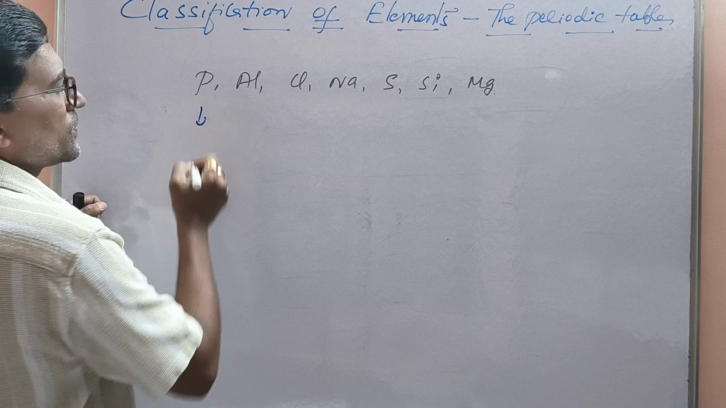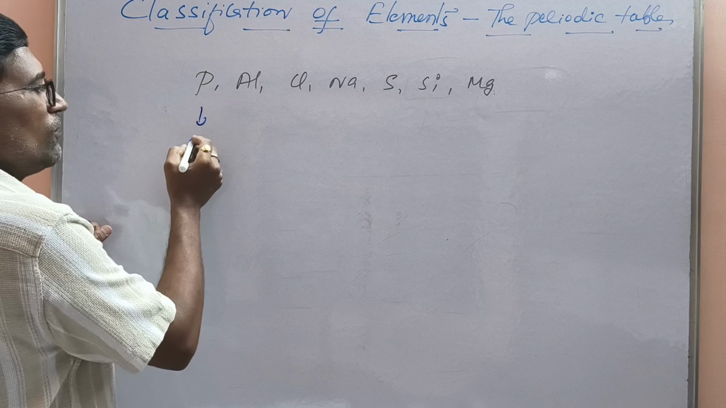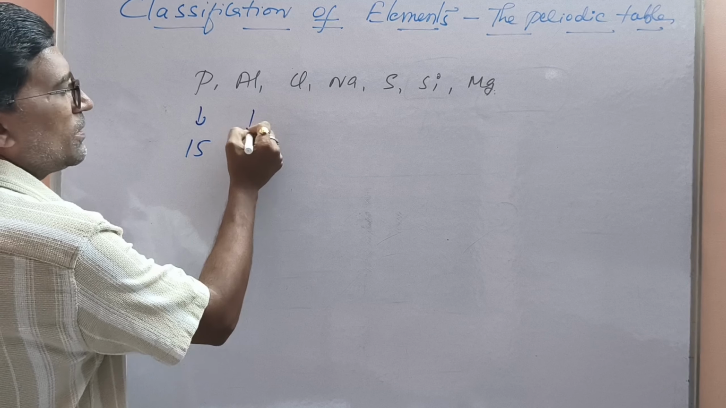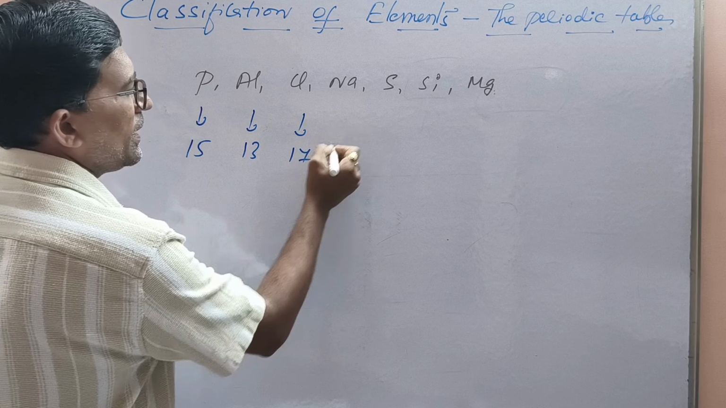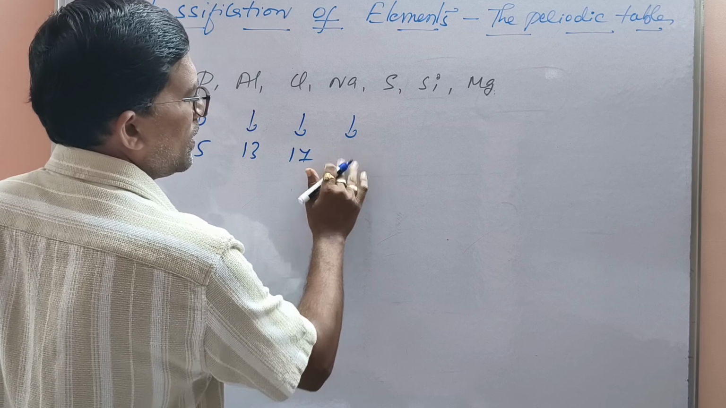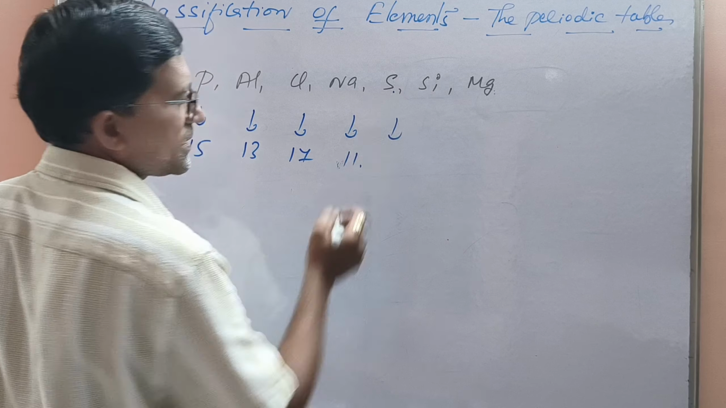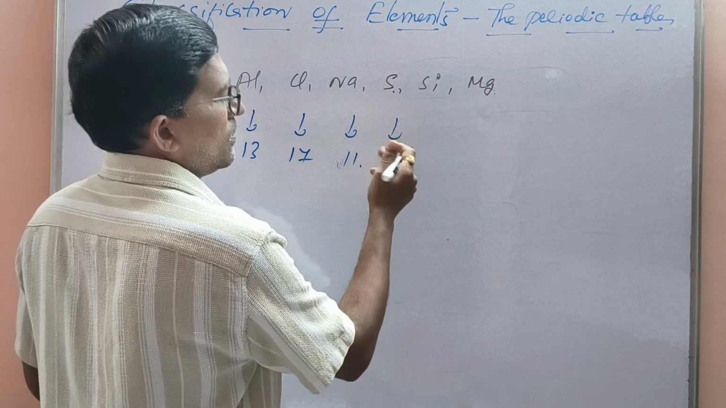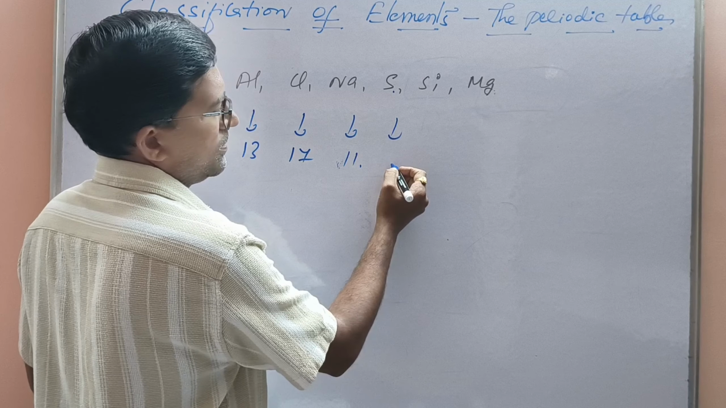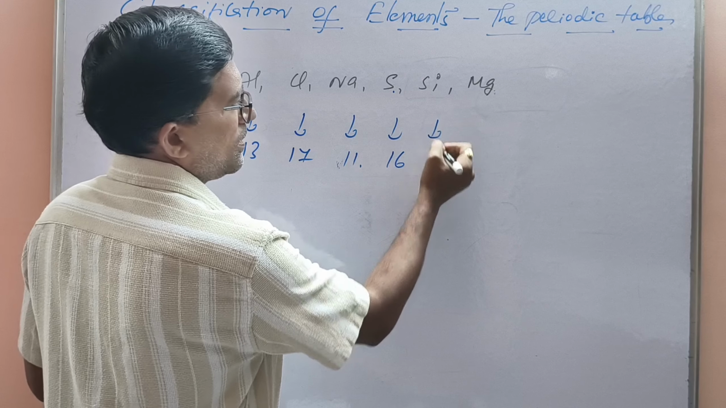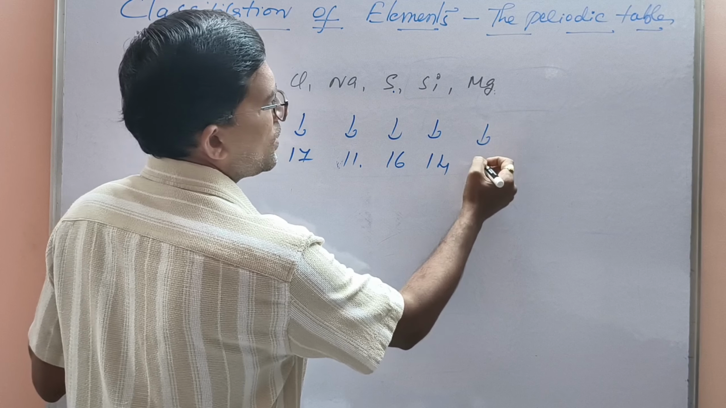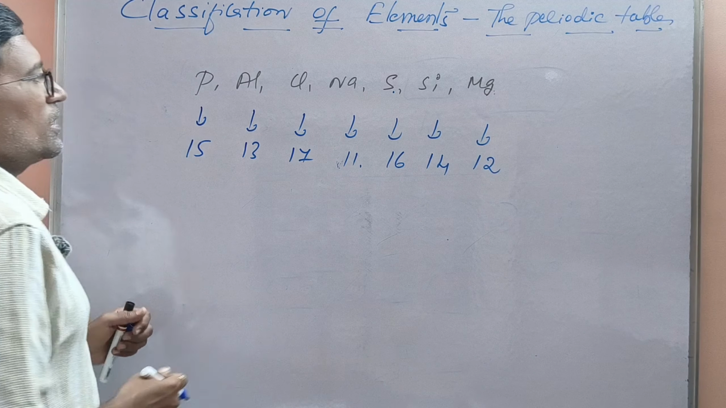Phosphorus atomic number is 15, aluminum is 13, chlorine is 17, sodium is 11. Next one is sulfur, which is 16. Silicon is 14, magnesium is 12. So these are the atomic numbers.